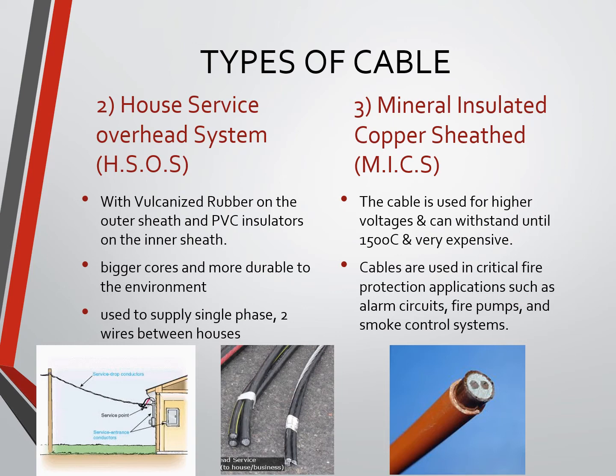So okay, and then we have mineral insulated copper sheathed. The cable is used for higher voltage, where it can withstand up to 1500 current, and it's very expensive because it is made from copper. You can see the shiny, the shining color, warna gamsa, is copper. Okay, cables are used in critical fire protection applications such as alarm circuits, fire pumps and also smoke control systems. Okay, sebab copper, if we want to melt or burn the copper, it requires higher energy or higher temperature, so it can tahan daripada fire. So we are using it for alarms that detect, also for detection of smoke.